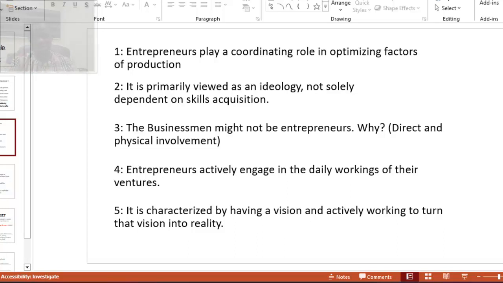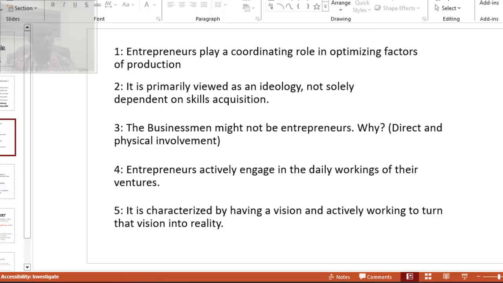So it is very expected of an entrepreneur that you should be able to control other factors of production. If you have an idea, you must be able to sit down, analyze, what am I going to need to actualize this idea? Okay, I will need this, I will need this, I will need this. So the process of you penning it down, the process of you going after them one at a time, the process of you now actualizing it is what we call an entrepreneurship. Now, an entrepreneurship also, it is primarily viewed as an ideology, not solely dependent on skills acquisition.